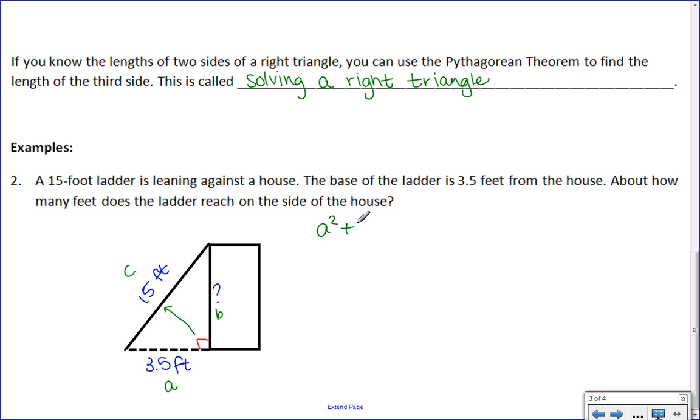We have a squared plus b squared equals c squared. A squared, let's see, a is 3.5, so this is 3.5 squared. B we don't know, so we'll just leave that as b squared. And then c is 15, so this is 15 squared.